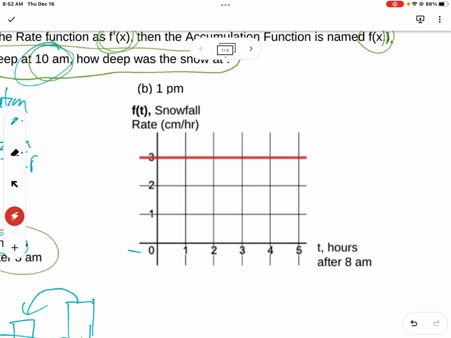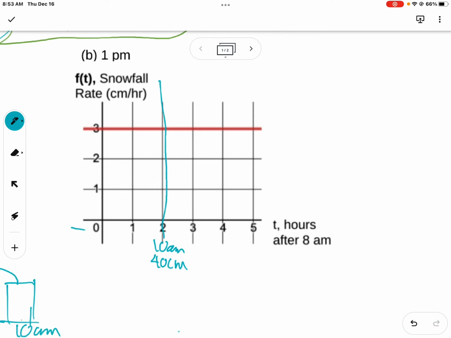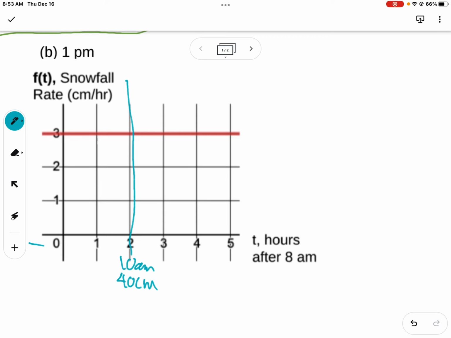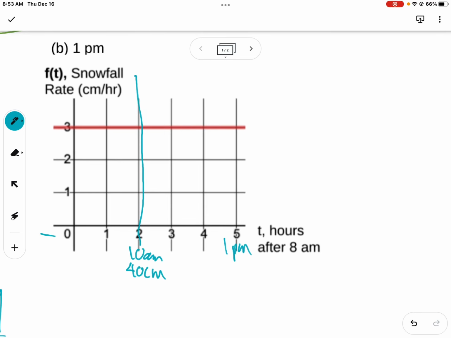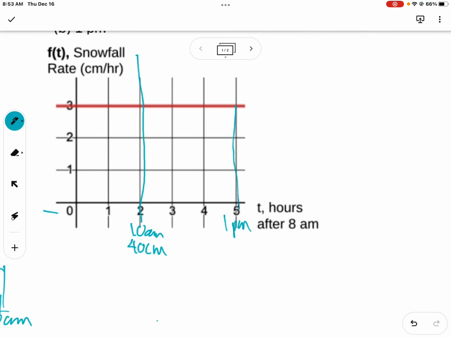Let's look now if I go to 1 p.m. Okay, I got to go to 1 p.m. So again, what information do I know? I know at 10 a.m., which is x equals 2, I know the depth is 40 centimeters. And then what I do is I can move now, and I can figure out how much snow accumulated from 10 a.m. to 1 p.m., which is at t or x equals 5. Okay, so I need to work with this area here.